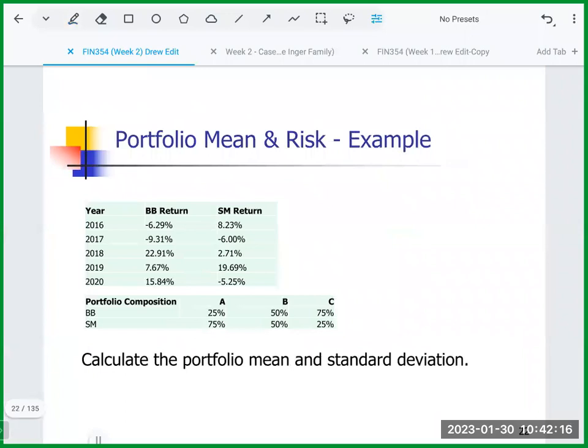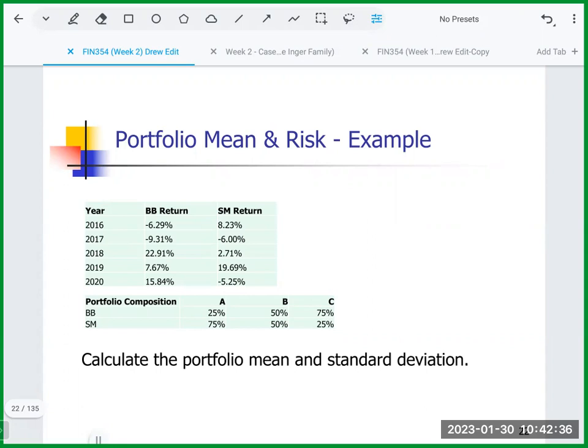I like to use this example, which is a classic example of how you calculate, first of all, the portfolio mean and standard deviation. And there are two methods. I'll first go through the first method, but personally, I recommend you do the second method. All right, I will go through both methods.